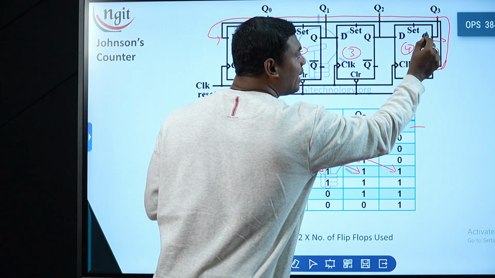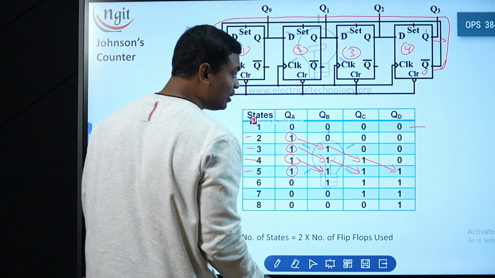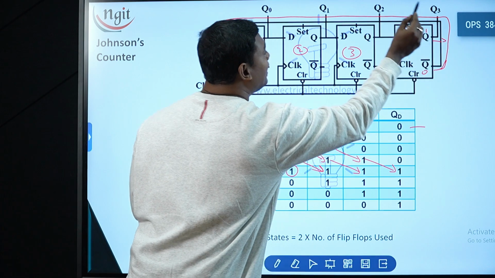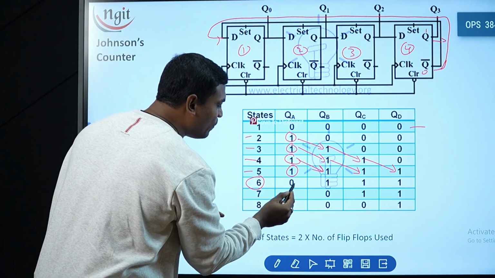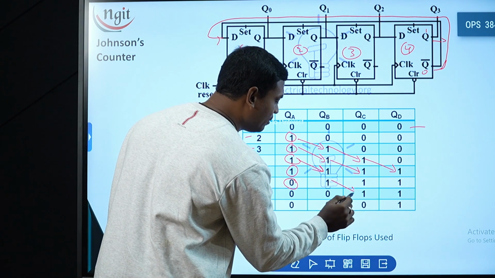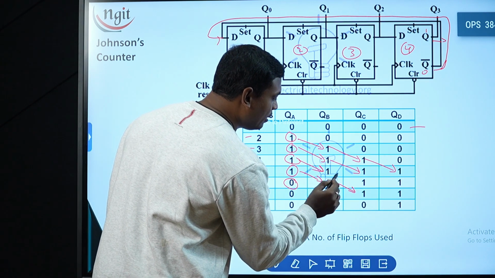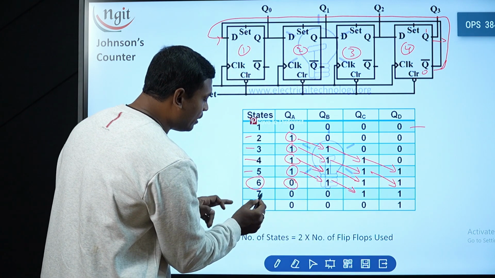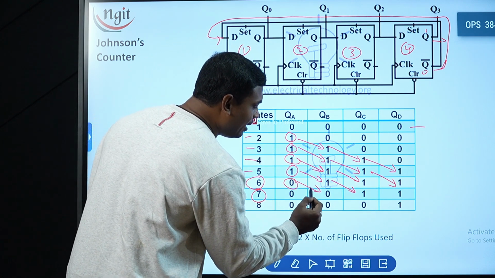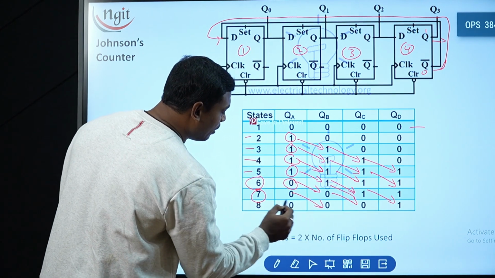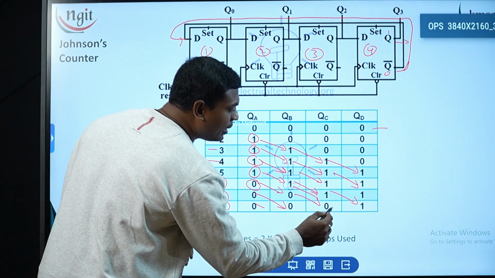So here it is 1, so Q bar will be 0. That's the reason on the 6th instance of time, this 0 travels and settles back on my first flip-flop. And the remaining values will be the same. This remains here, this remains here, right? Now in the 7th instance, what happens? This will travel here, this will travel here, this will travel here. On the 8th instance, this goes on like this.